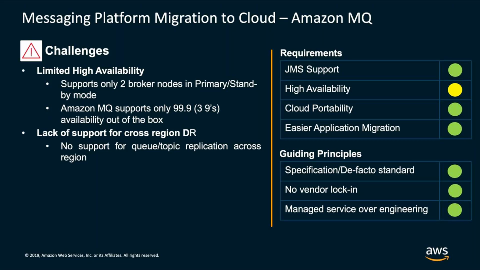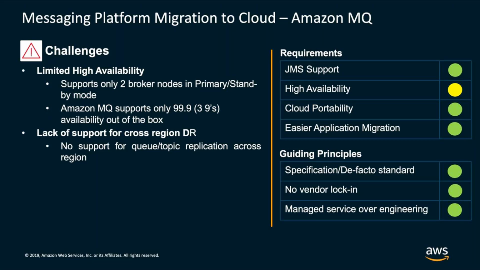So as you see here, by looking at Amazon MQ and mapping it to the requirements and guiding principles, Amazon MQ basically hits green on most of our requirements and guiding principles, except on high availability. It's an amber because of the limited high availability that we get out of the box. Let's take a look at some scenarios. Let's take a closer look at what we mean by the high availability offering of Amazon MQ.